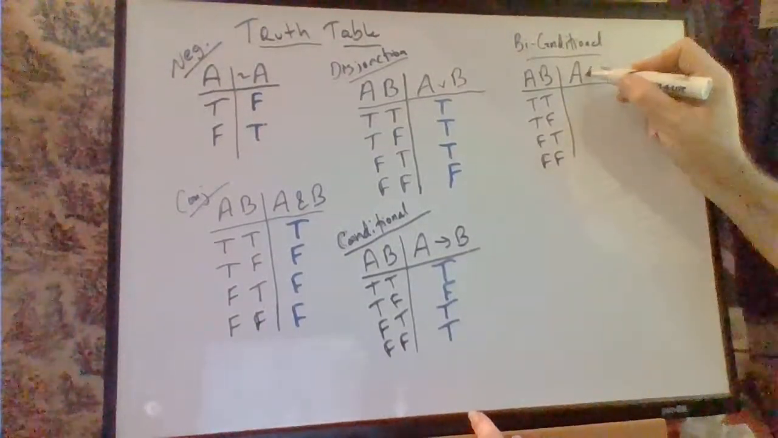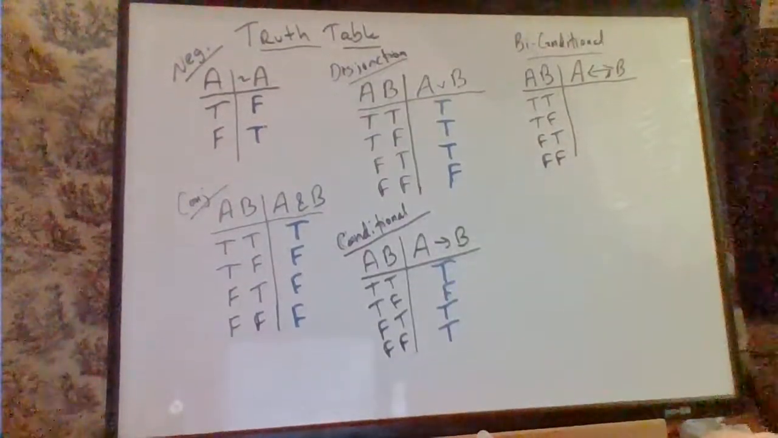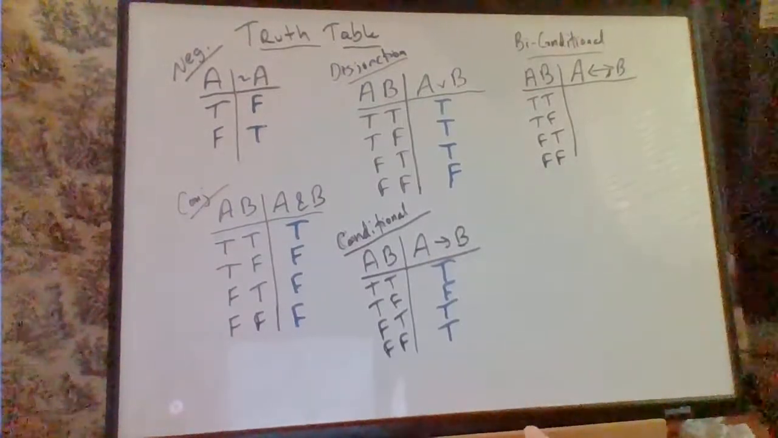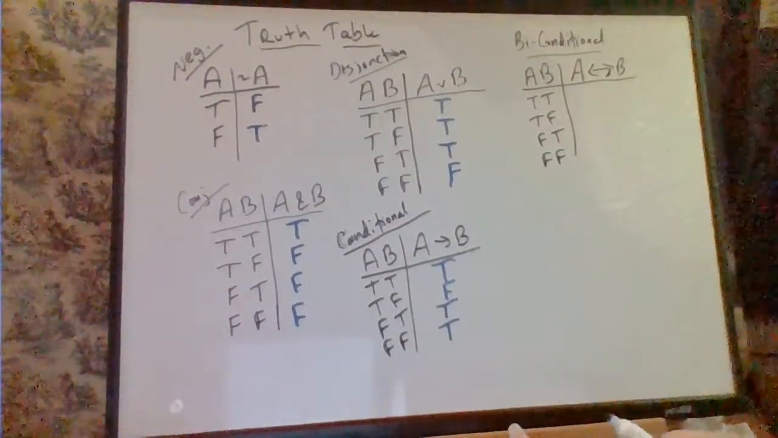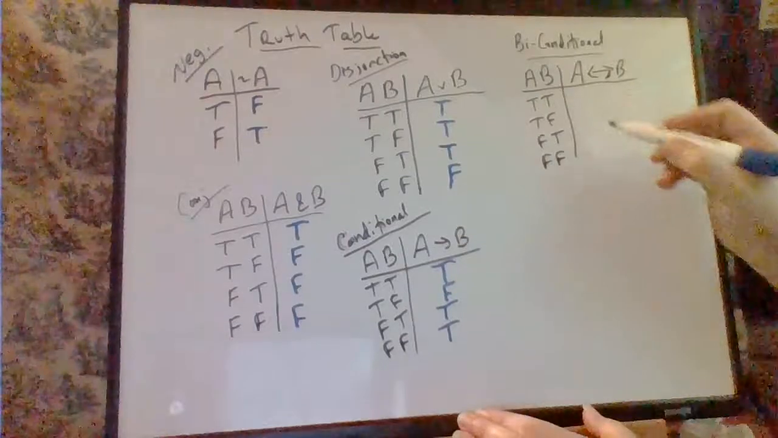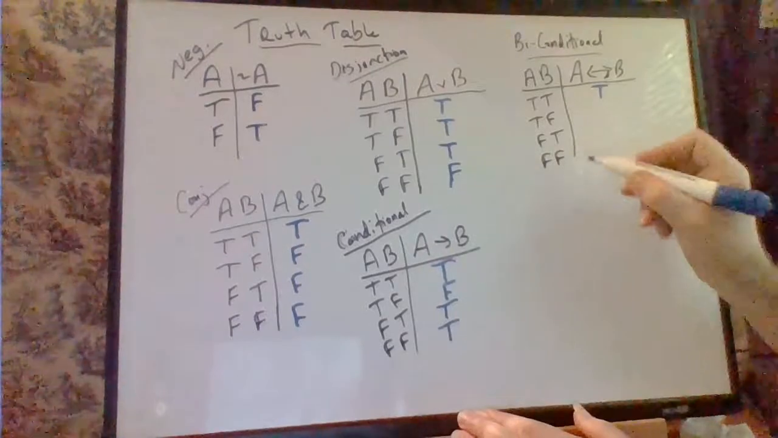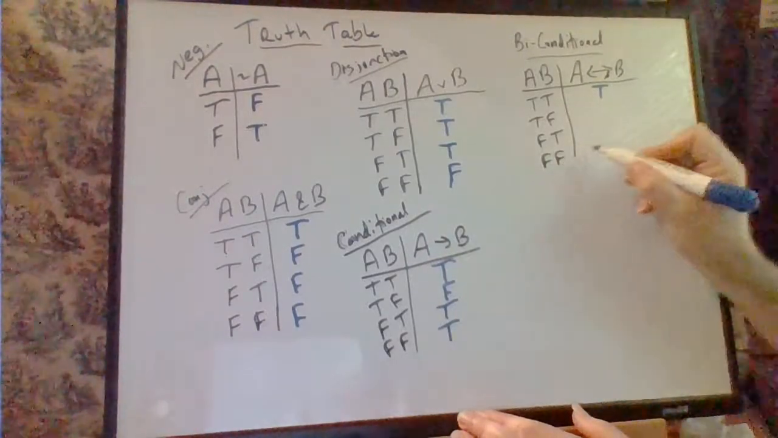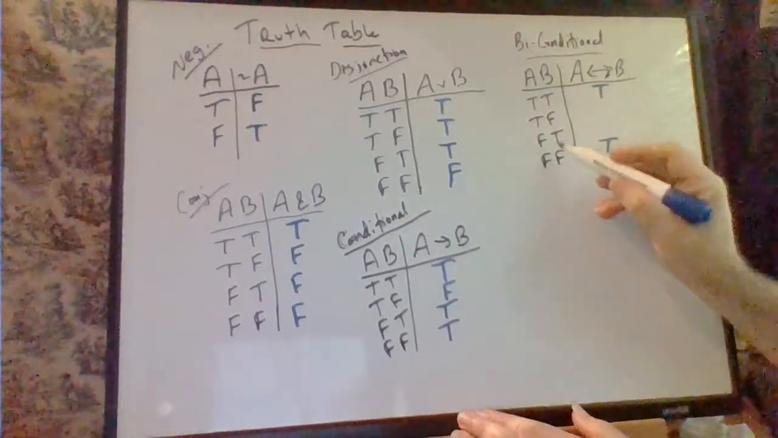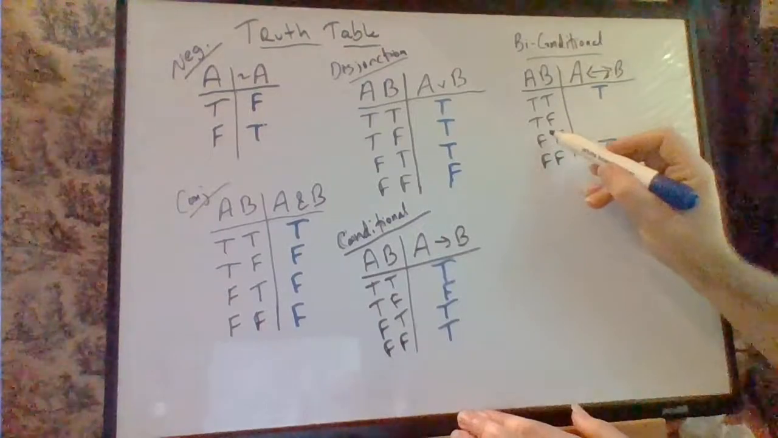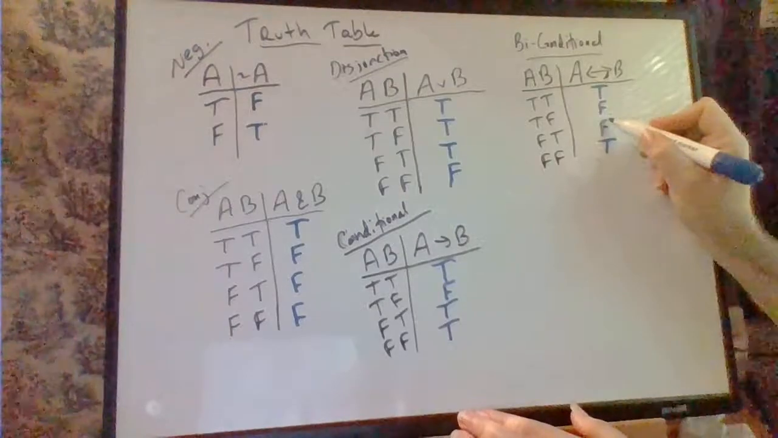A, if and only if B. Okay. What you're looking for, essentially, with the biconditional is for them to have the same value. If they have the same value, they're true. If they have opposite values, they're false. So in the first case, if A and B are both true, the biconditional is true. In the last case, if A and B are both false, it's true. So if they have the same value, it's true. In the second and third, they have opposite values. True, false, false, true. Since they have opposite values, it becomes false.